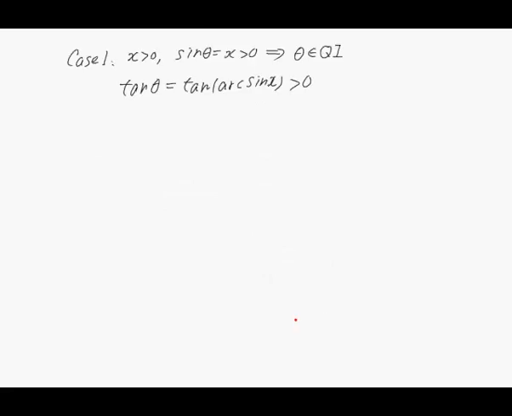So now we have the tangent of arc sine x equal to x over the square root of 1 minus x squared. In this case, it's positive. So this is the first case. We have the expression for this composition. Now let's look at case 2.